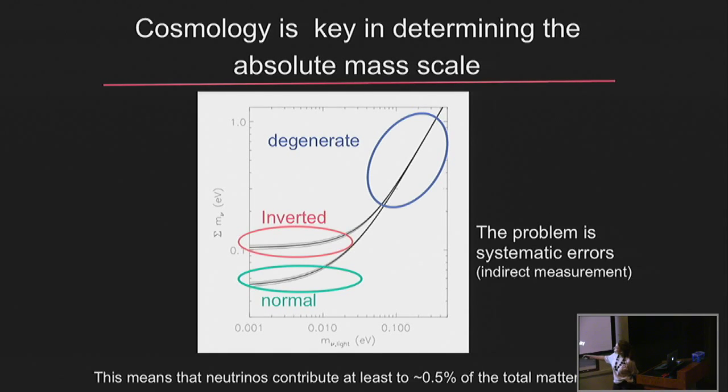So it is usual to show this plot. This is the mass of the lightest neutrino, and this is the sum of the masses. These are the 3 sigma limits given by neutrino oscillations. This is the degenerate regime. This is the inverted hierarchy. This is the normal hierarchy. So the problem with cosmology, which I'm going to put my hand in front of because of this, is systematic error, because in cosmology we don't do direct measurements, we do indirect measurements. But the other thing we want to take away from this plot is that there is a minimum mass for the neutrinos, given in this case by the normal hierarchy. And if you do the calculation, it turns out that neutrinos contribute at least 0.5% of the total matter density of the universe. In the era of precision cosmology, this should be big enough to actually say it.